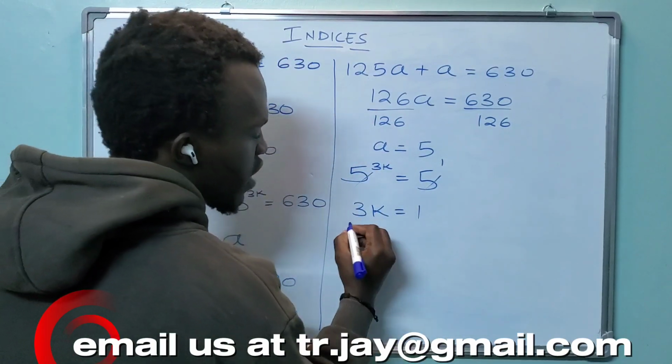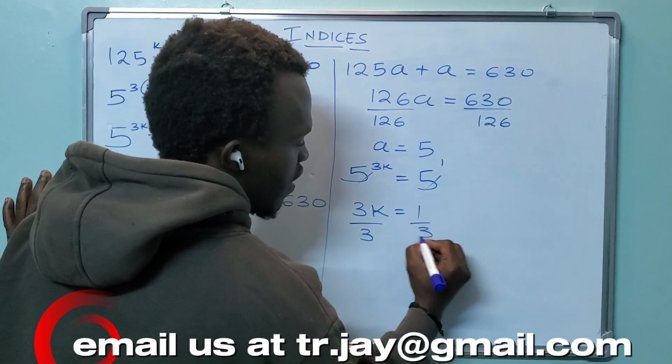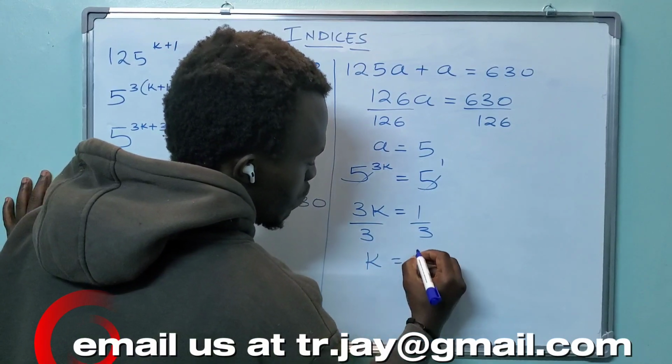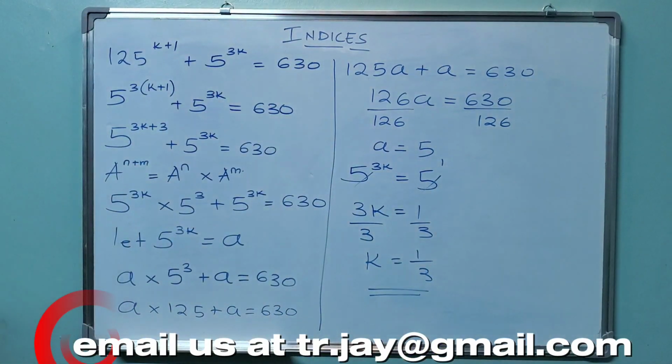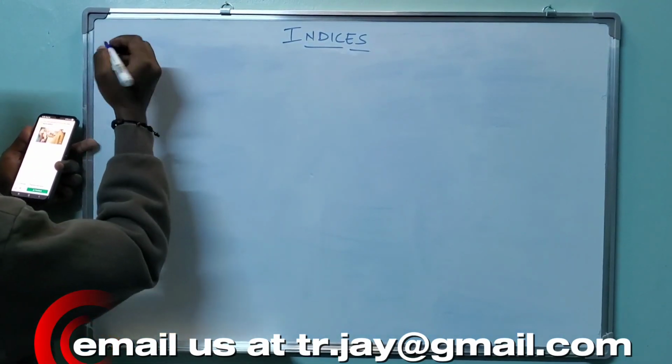If I want to get the value of k, I divide there by 3, I divide there by 3. And k is going to be 1 over 3. And that is how we work out the value of k. Let us try another example. So you're being told, solve for x in this.